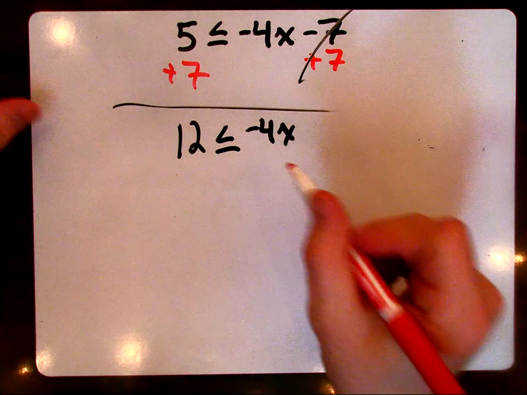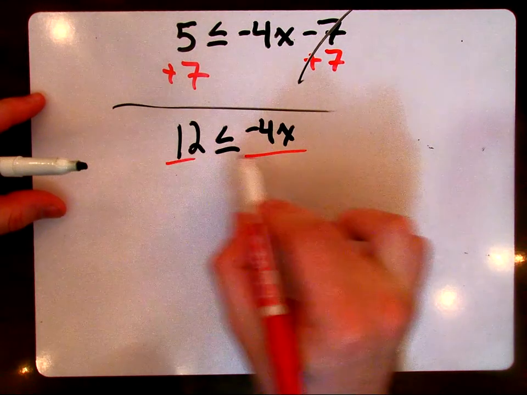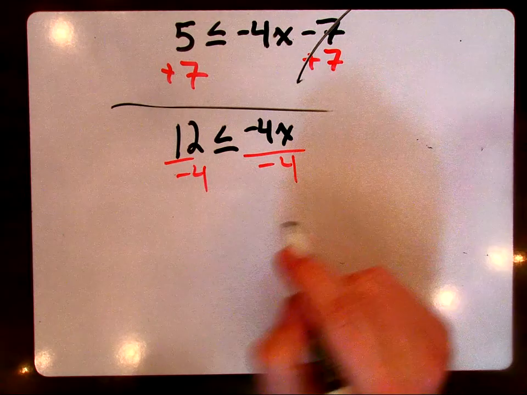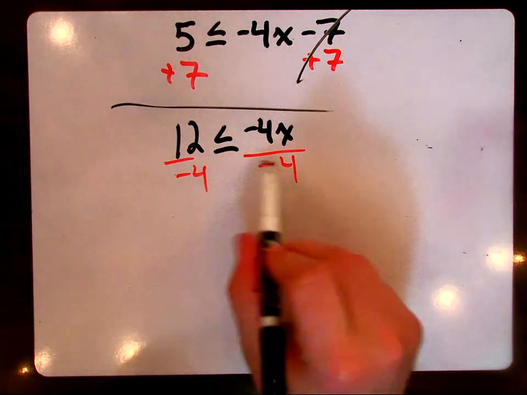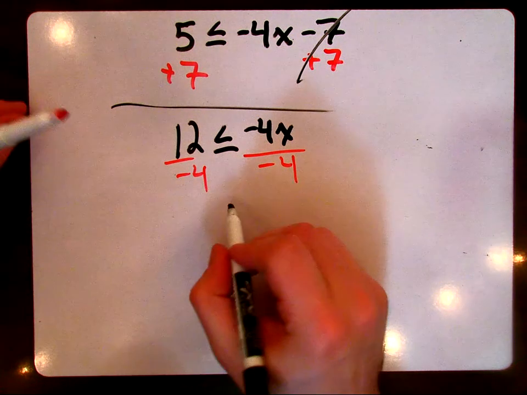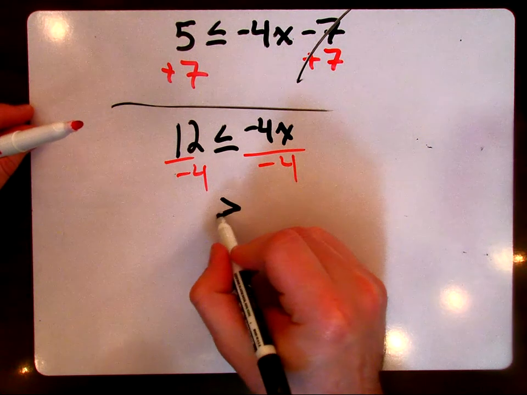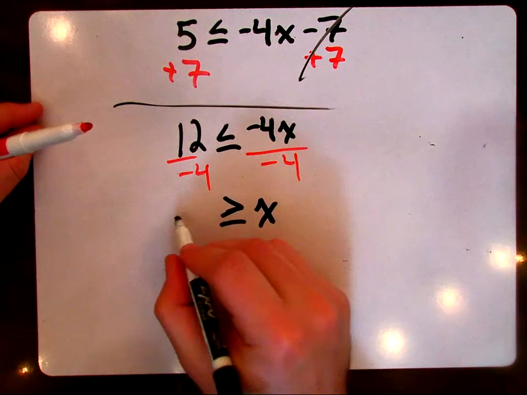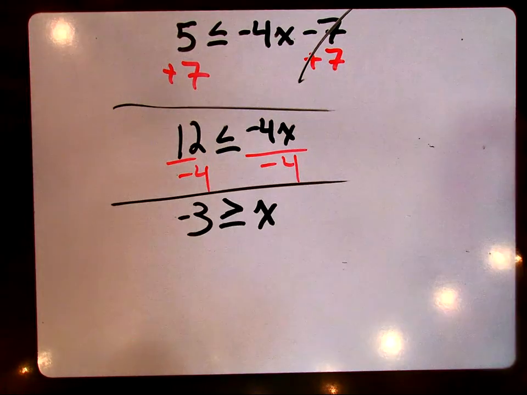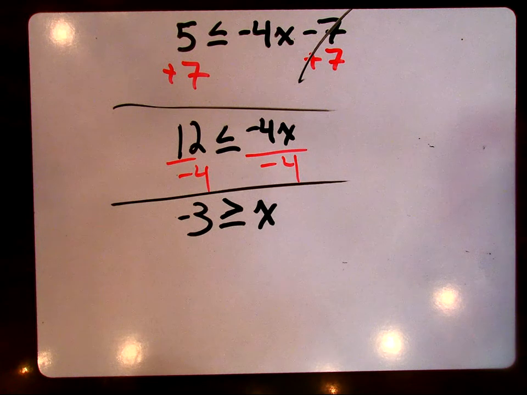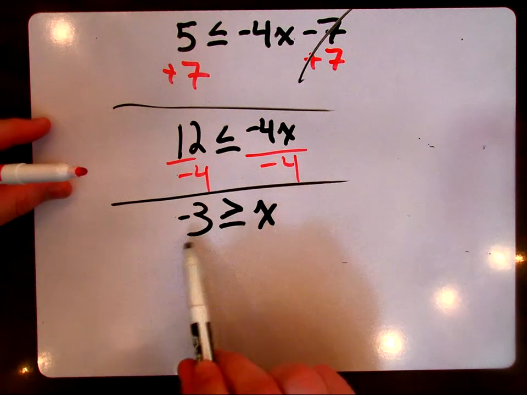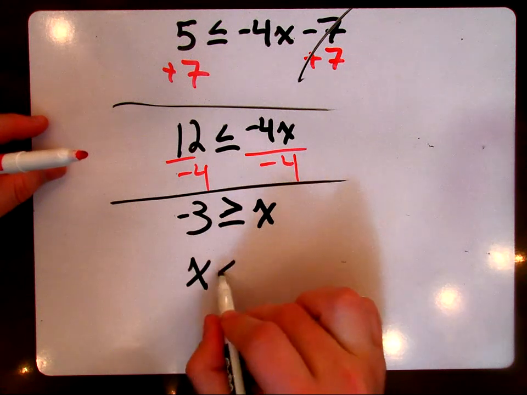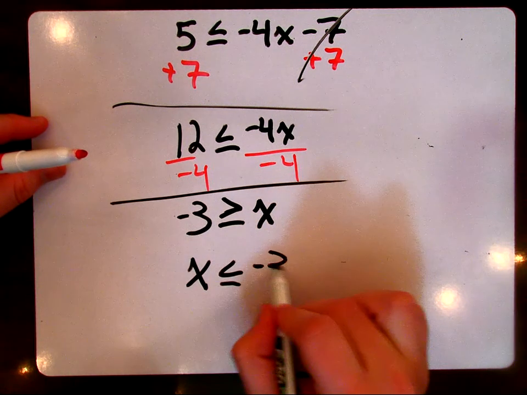Make sure you always divide by the coefficient, and so we divide both sides by a negative 4. Since we multiplied or divided by a negative, we have to change the direction of the inequality, and so we have on the right just x, on the left we have negative 3. One last flip, we want to make sure that we have our variable on the left, and so we're going to say x is less than or equal to negative 3.